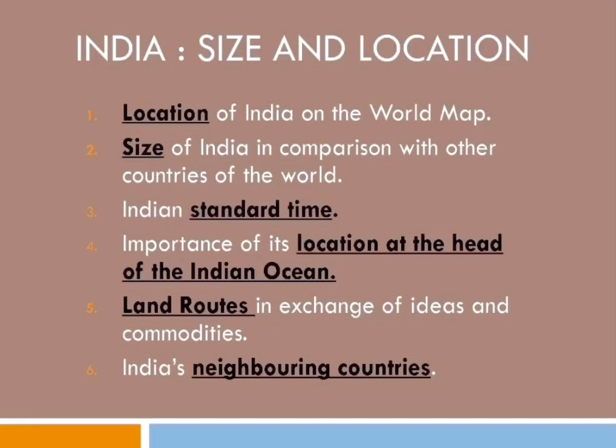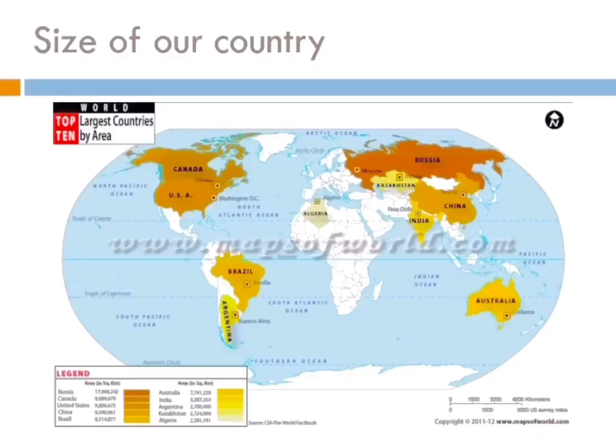In this chapter, in the previous class, we had referred to the location of India. Today, we will be talking about the size of India in comparison with the other countries of the world. Let's have a look. In the given world map, you can see that 10 countries are being highlighted, which are the top 10 largest countries by area. In this chapter, we will be seeing the ranking of India in regard to the area it covers around the world.